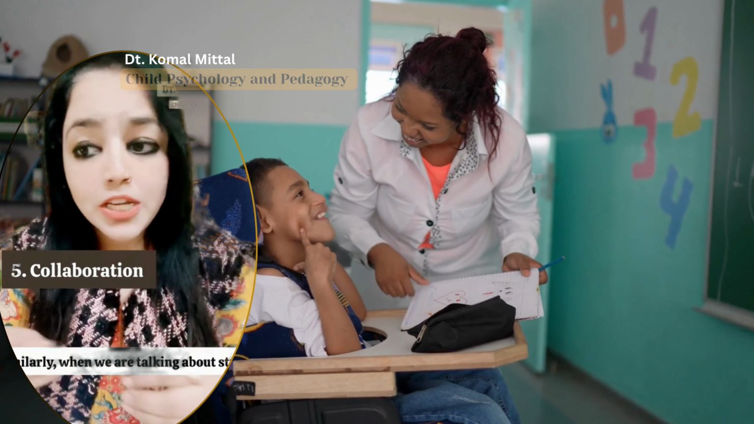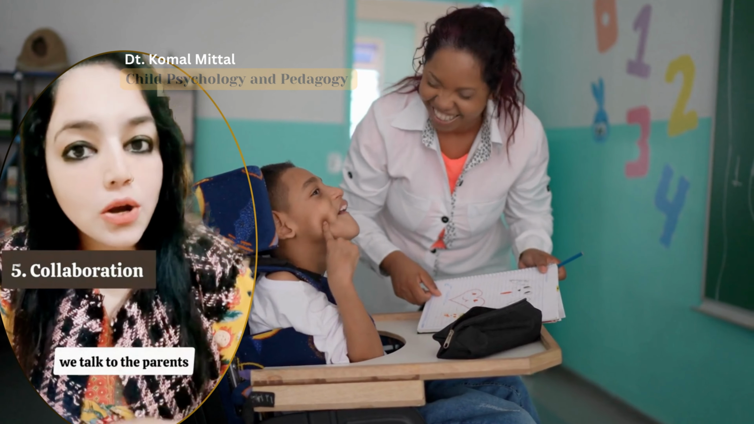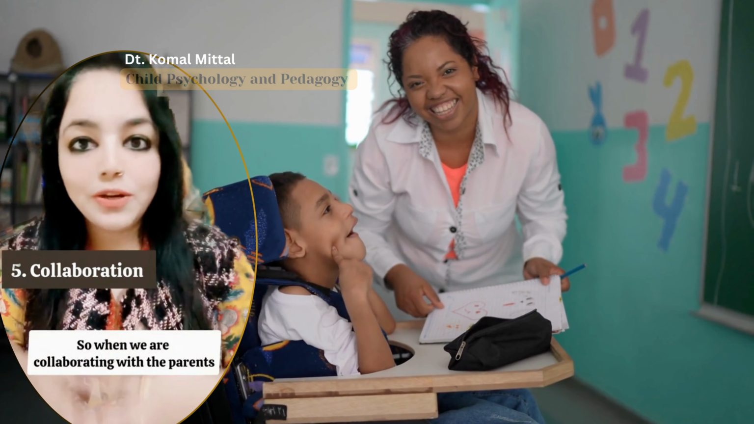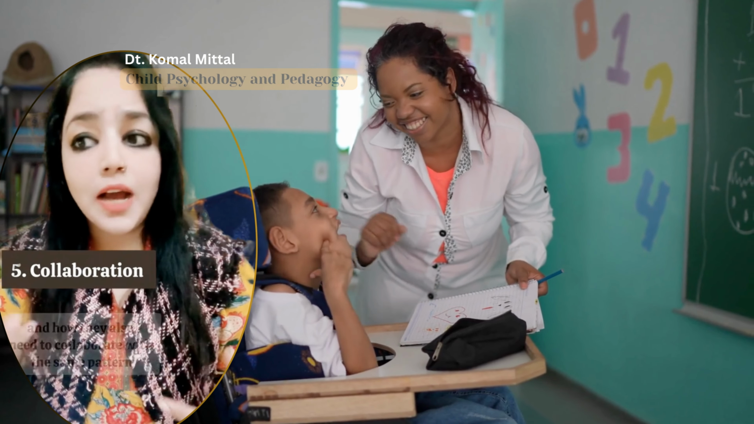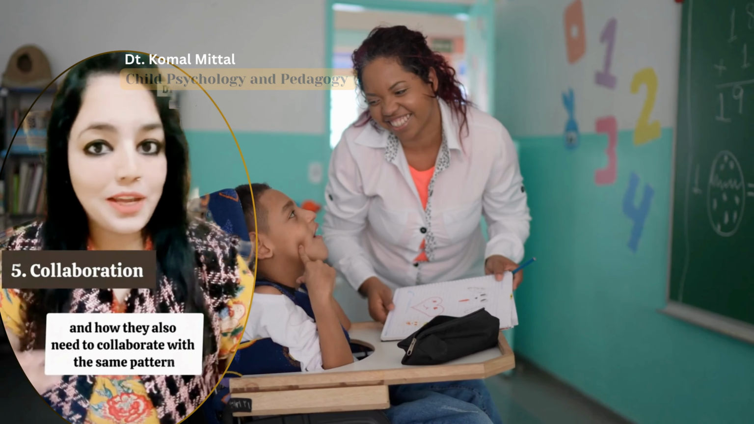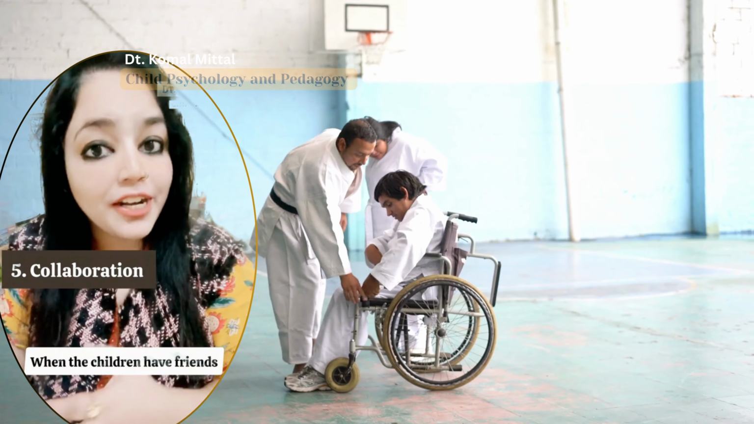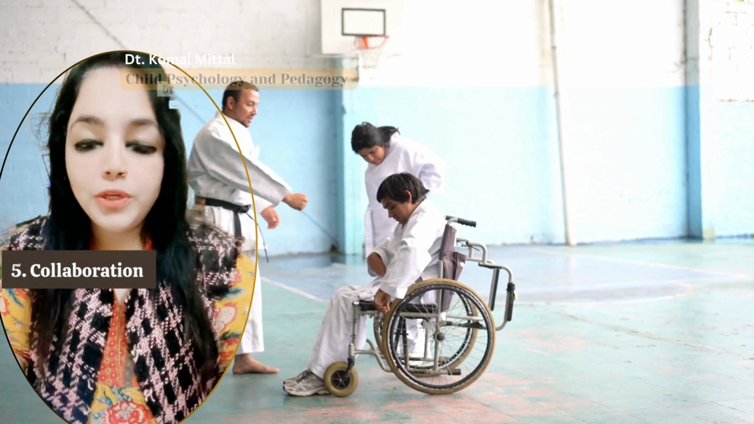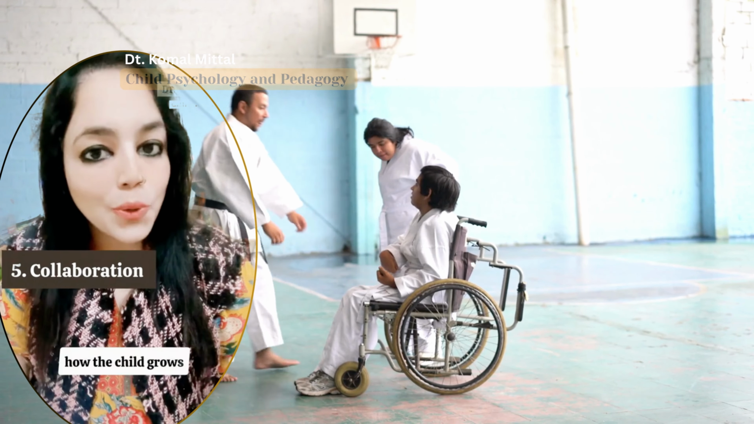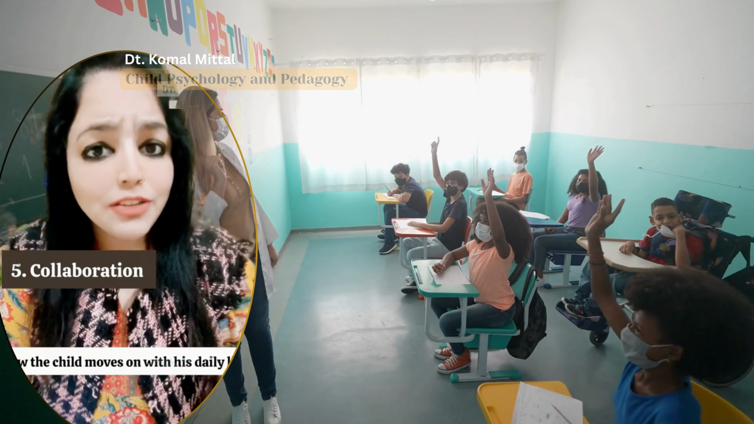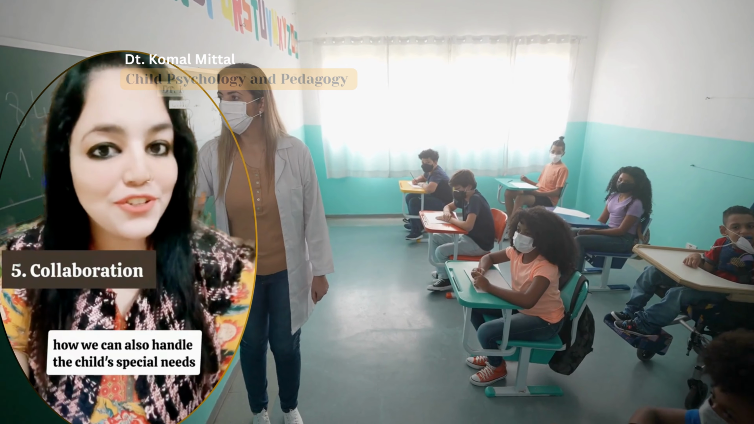Similarly, when we are talking about study, or any kind of special need the child has, we talk to the parents. When we are collaborating with the parents, we definitely tell them what we are doing in the school, how we are following things, and how they also need to collaborate with the same pattern. Now, it can be peers too. When the children have friends, a peer group, we definitely collaborate with them also to know what the child feels, how the child grows, how the child moves on with his daily life, and we get help from there on how we can also handle the child's special need.